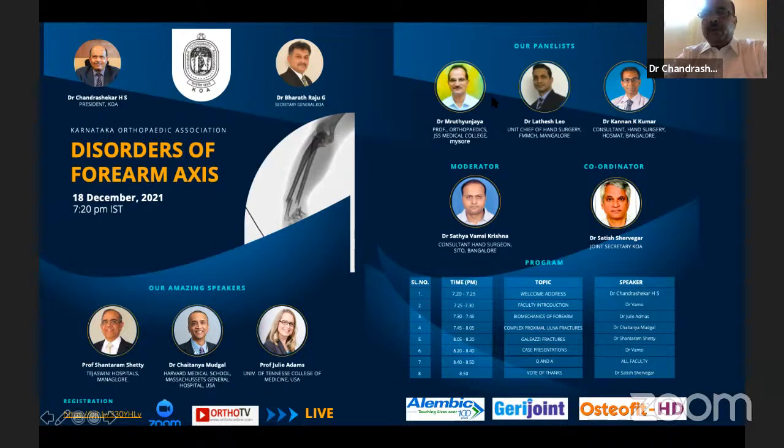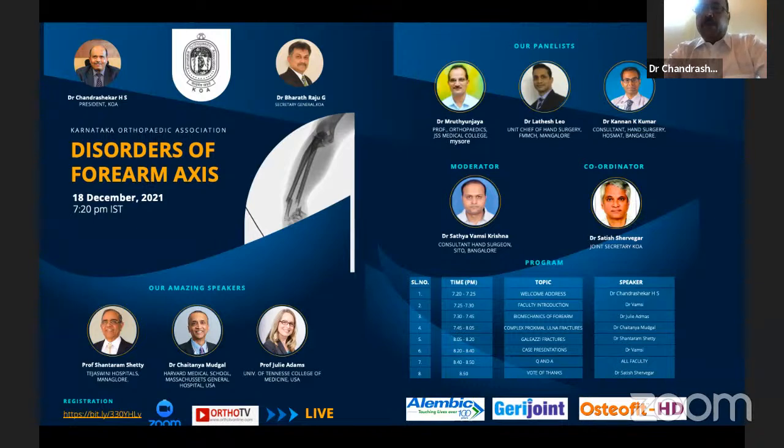Injuries around the forearm are the commonest. Everybody knows this. They are the most routinely performed surgeries. Some forearm injuries can be disastrous if you don't manage them properly. So we have distinguished faculty, international, national, and from our state. They are going to teach us how to deal with these problems and how to come out with good results.